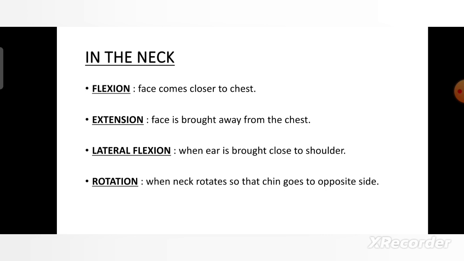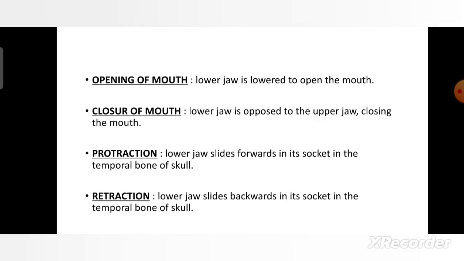Next are the terms related to the neck. First is flexion, that is the face comes closer to the chest. Extension, when the face is brought away from the chest. Lateral flexion, when the ear is brought closer to the shoulder. Rotation, when the neck rotates so that the chin goes to the opposite side.